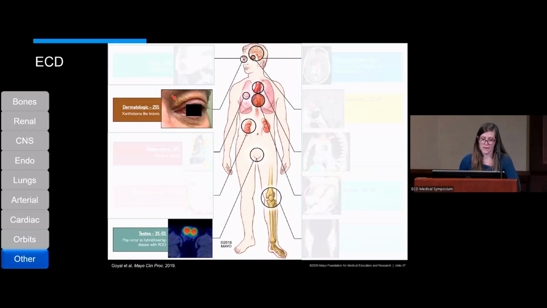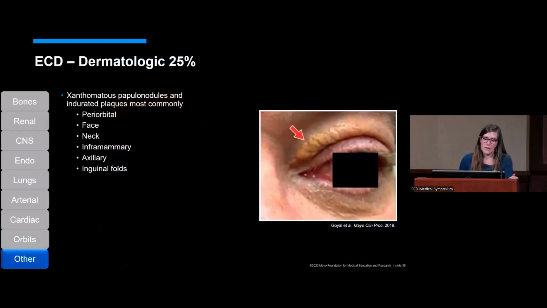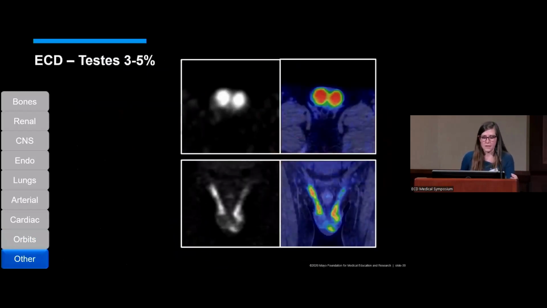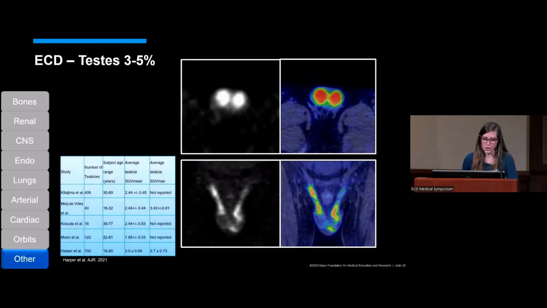Just a few other sites to quickly touch on. The skin, we don't usually image too much. Typically, it's clinical. You guys see that clinically. We can see some mild FDG uptake in some of the regions involved. The testicles can sometimes have increased FDG uptake if they're involved, and I think this is often overlooked.